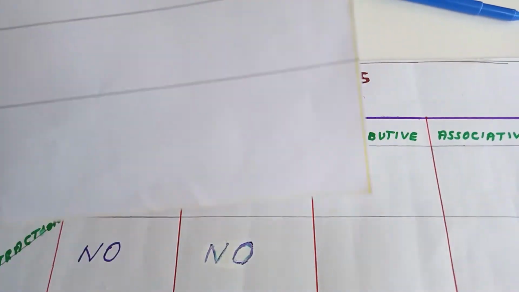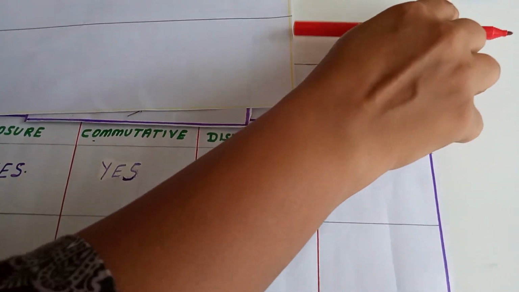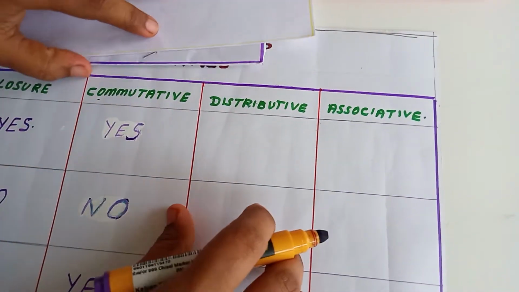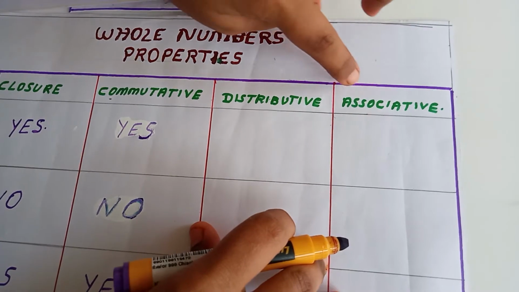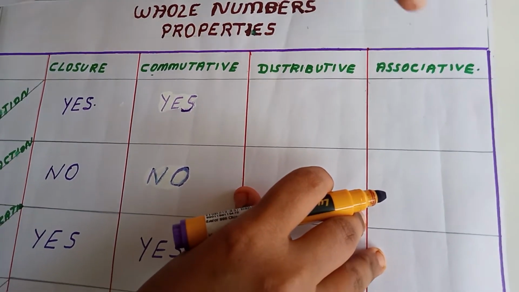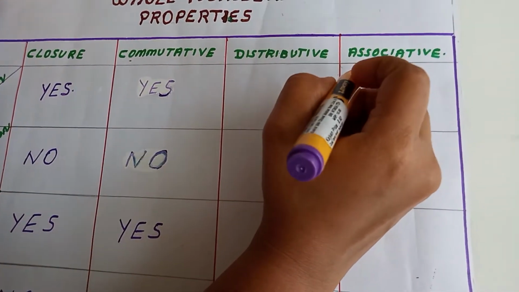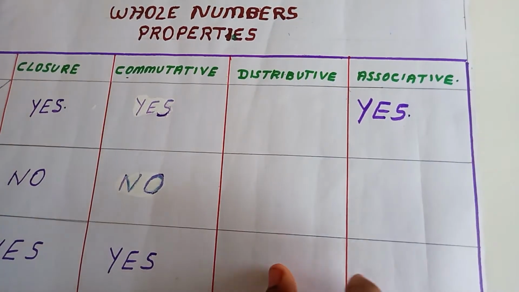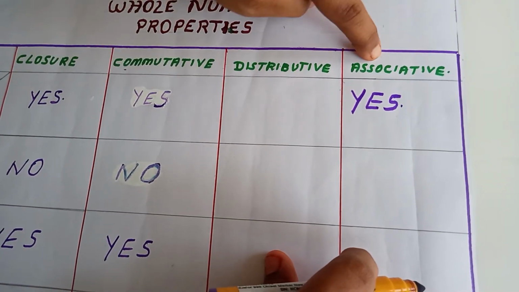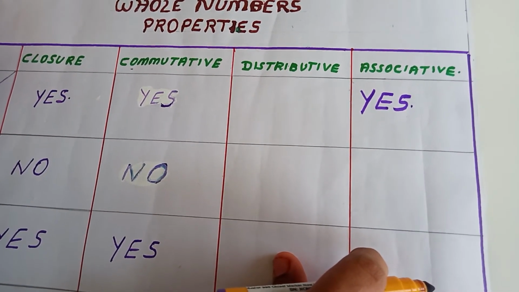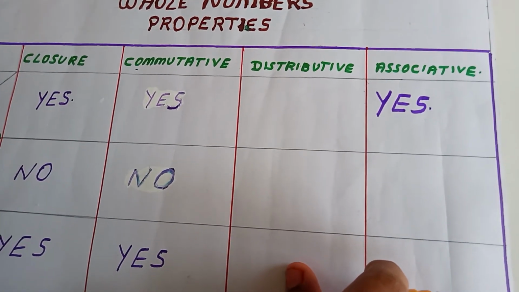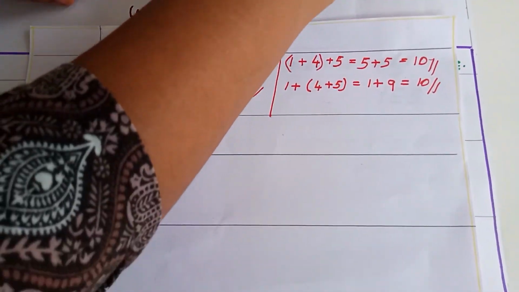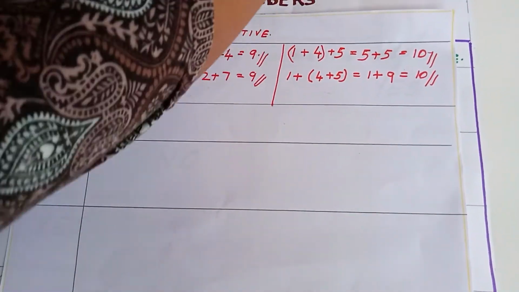So coming back to our chart, you remember this chart? See, associative property I wrote here. Whole numbers satisfy associative property under the operation addition, so I can write here yes. Okay, next we are going to check whether associative property is satisfied by subtraction on this whole number set. See, we can check. Subtraction.